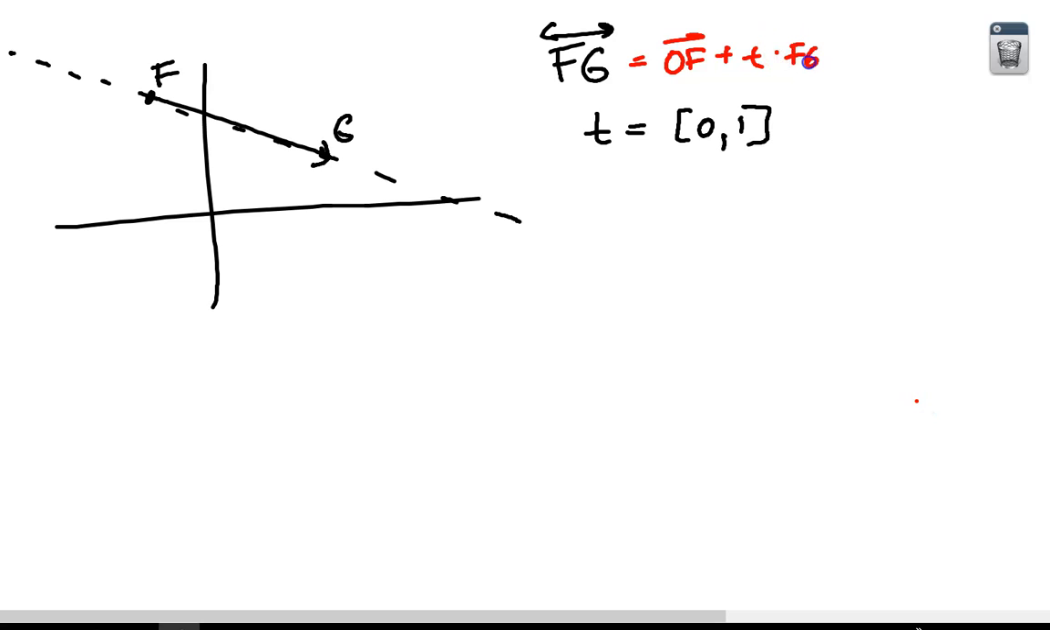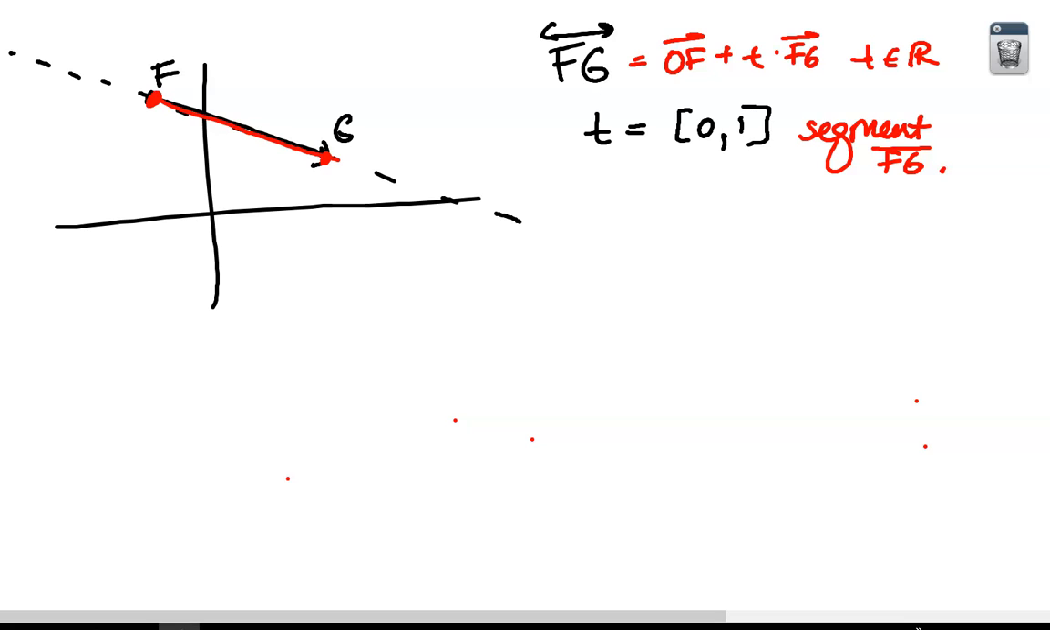Plus T times FG. If I let T be anything, then it would make the whole line. What if I only let T go from 0 to 1? Well, if T is 0, then you would stay at F. If T was 1, that would move you the whole length, which would get you to G, and T can be anything in between. What is that? It's not a line. Yeah, it's the segment from F to G. So you can manipulate that if you want a little bit.